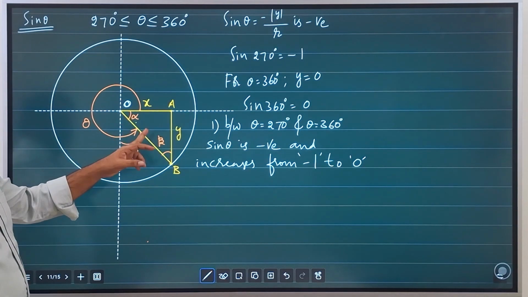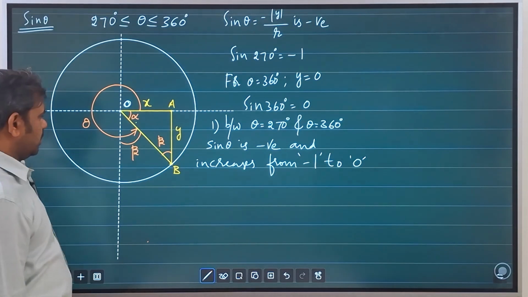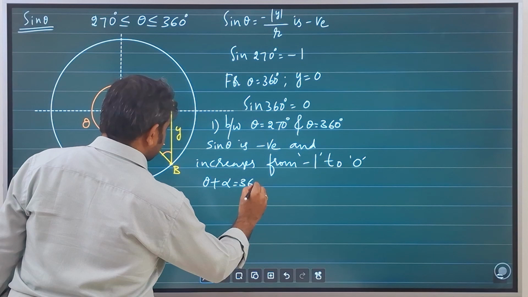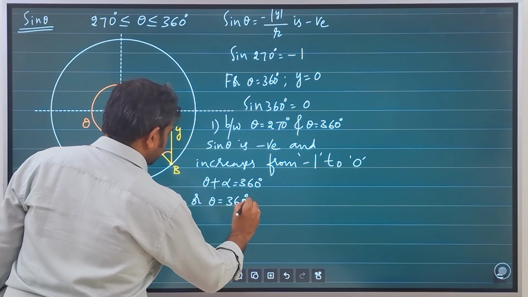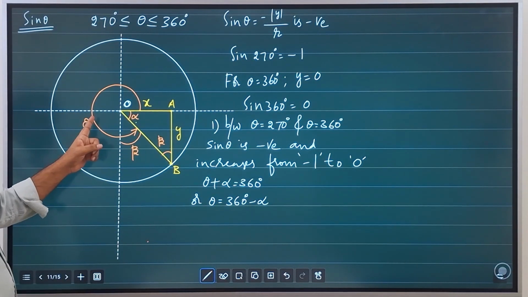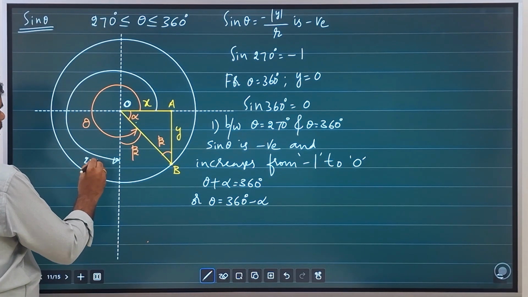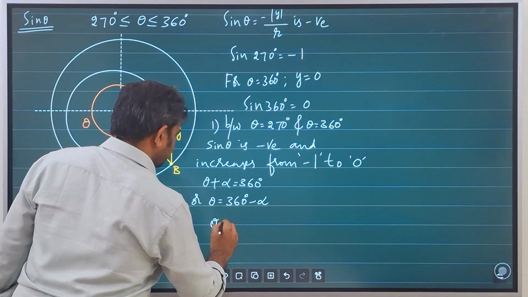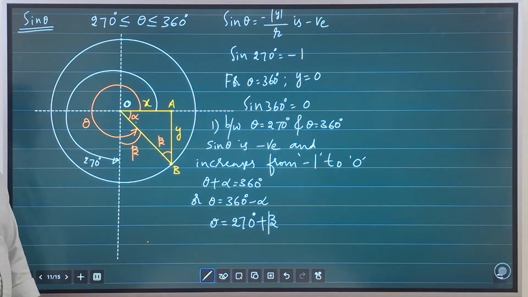Let's also write down the relation between theta, alpha and beta. If you look at the figure, you can understand that theta plus alpha is equal to 360 degrees, or theta is equal to 360 degrees minus alpha. This angle is 270 degrees, so 270 degrees plus beta is equal to theta. So theta is equal to 270 degrees plus beta.